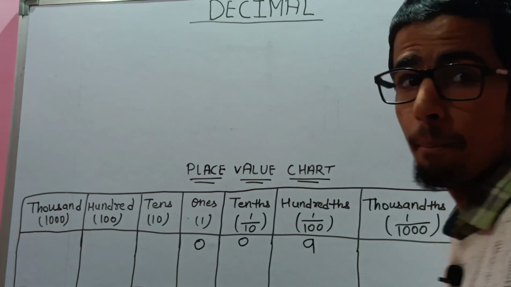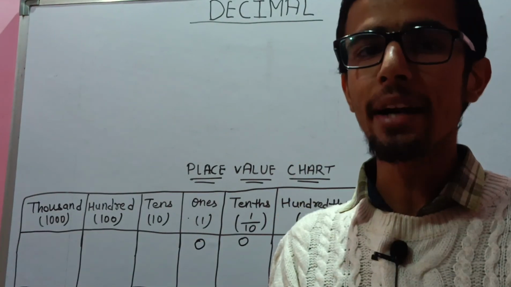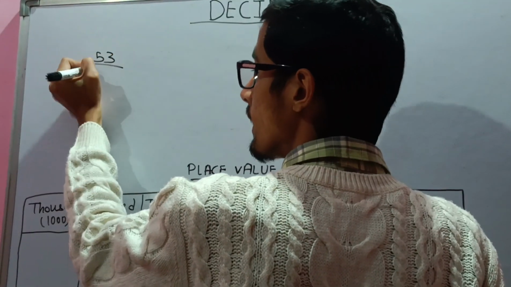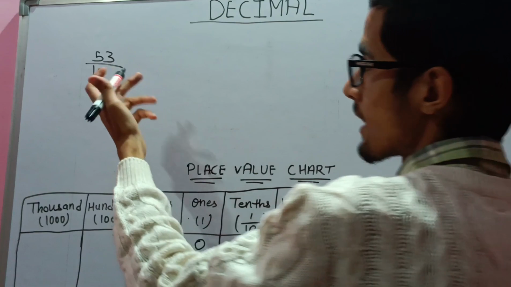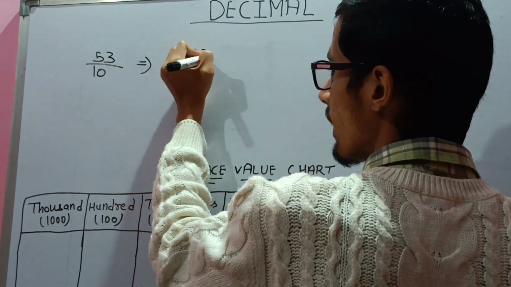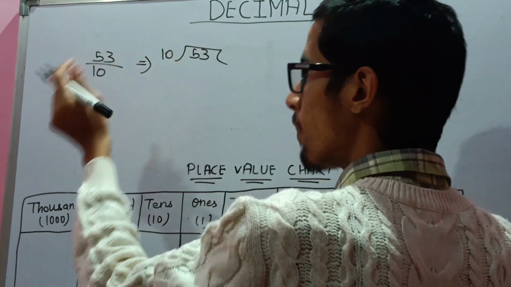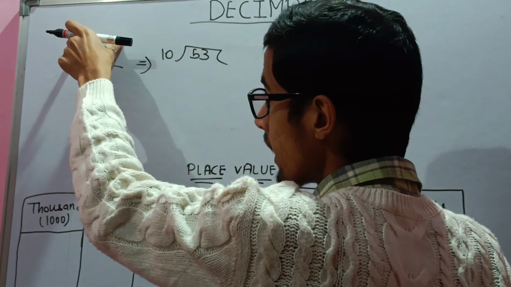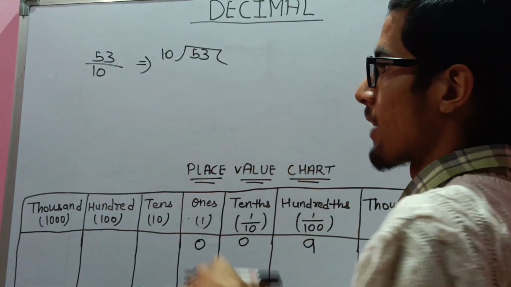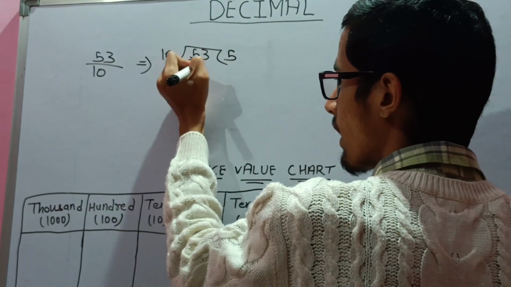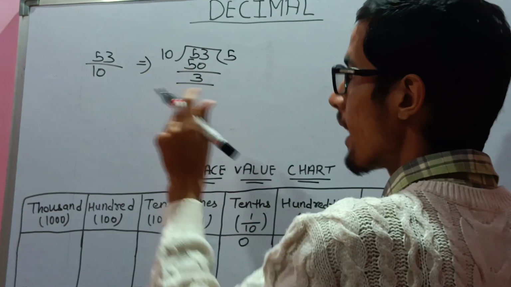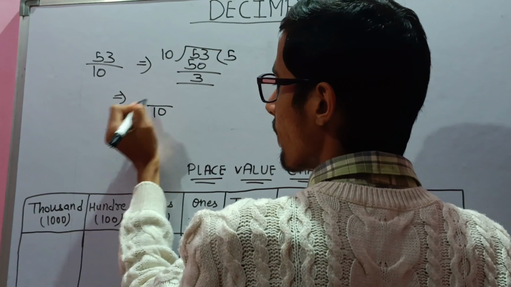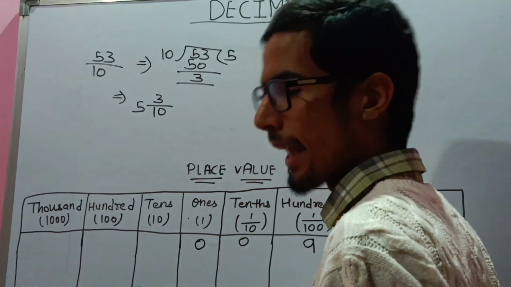Let's move on to the next example where we can discuss the integral part and the fractional part. So we have 53 upon 10. How do we write this in decimal? 53.10. So if the numerator comes higher, then change this into a mixed fraction. 10 fives are 50, 3 comes as a remainder. We can write this as 10 into 5 plus 3 is equal to 53 by 10.